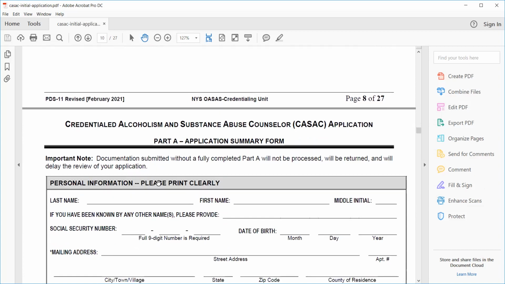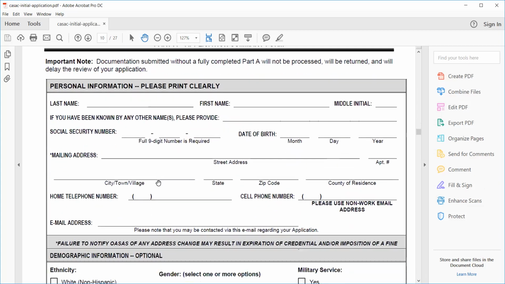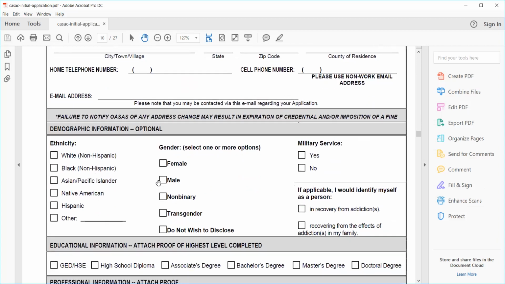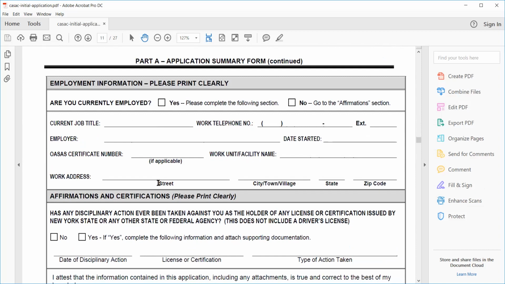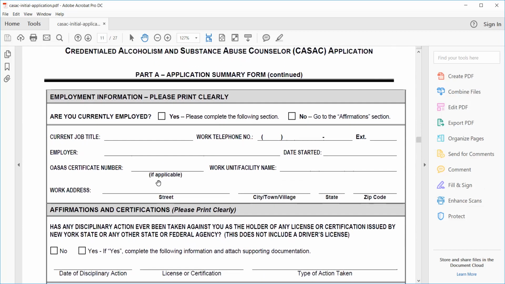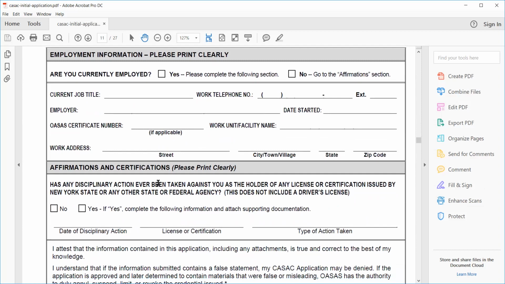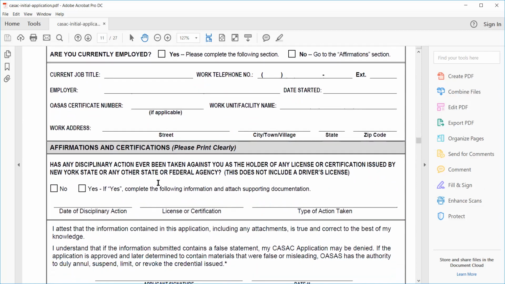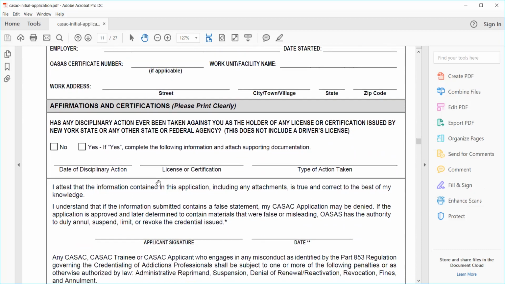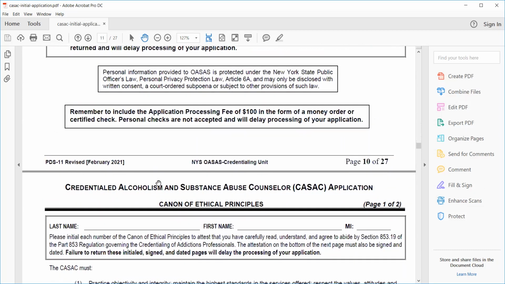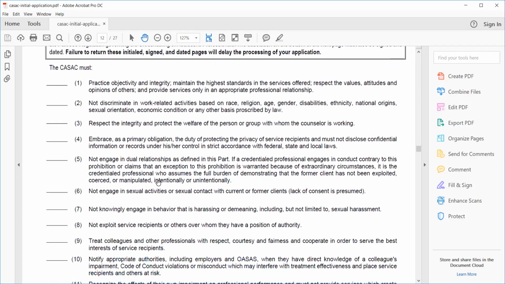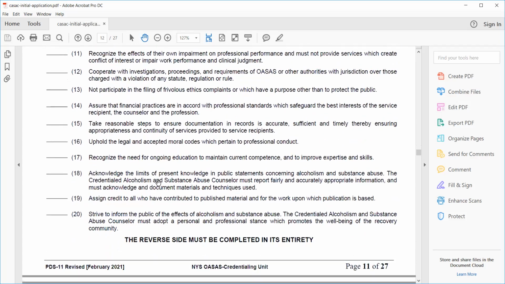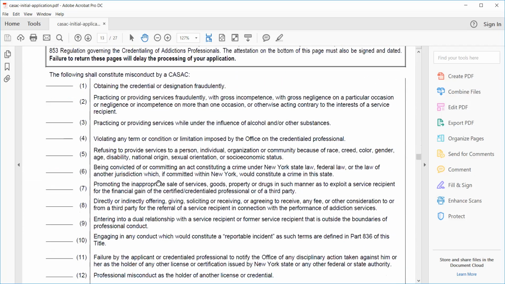All right, moving on. So the application is fairly straightforward. Make sure that you fill out all of this information on your application. I don't think there's anything I really need to point out here. They do have, if you're working at an OASAS licensed facility, but they don't expect that you would be. So make sure you fill that out. Now, we've spent so much time at Hudson Valley talking about ethics. You have to fill out this ethical form and you need to sign it.